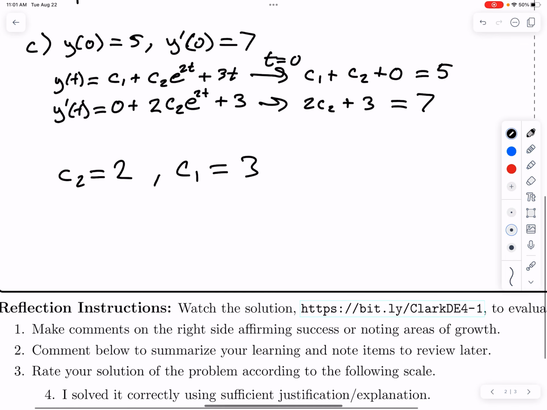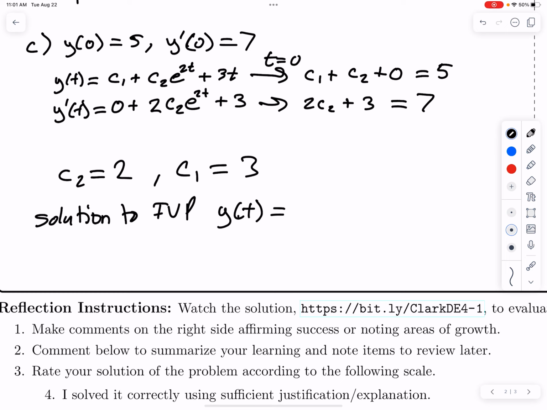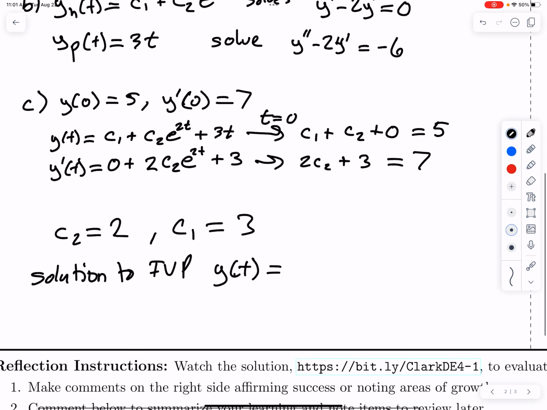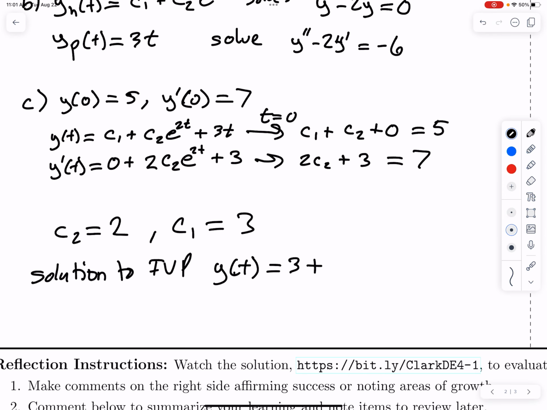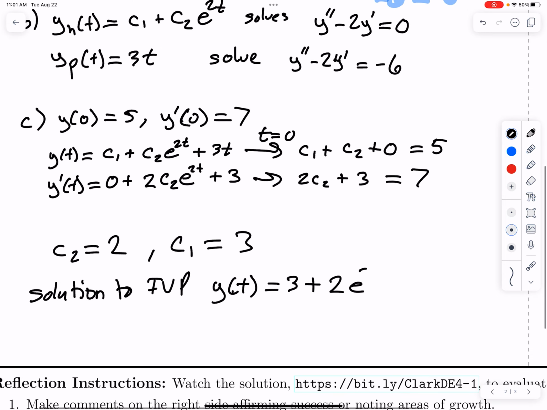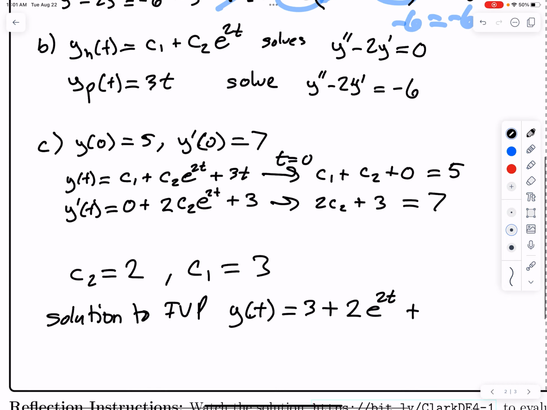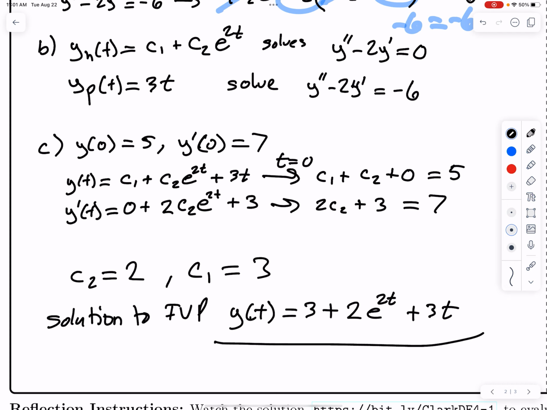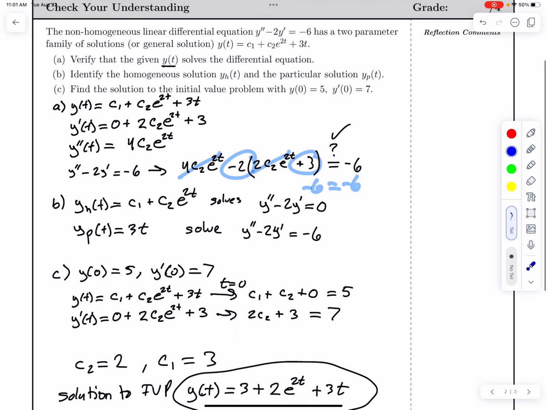So my solution to the initial value problem is y of t equals C1, which is 3, plus C2, which is 2, times e to the 2t, plus the function 3t. And that solves the differential equation and satisfies those initial conditions right there. And that is how to do that problem.